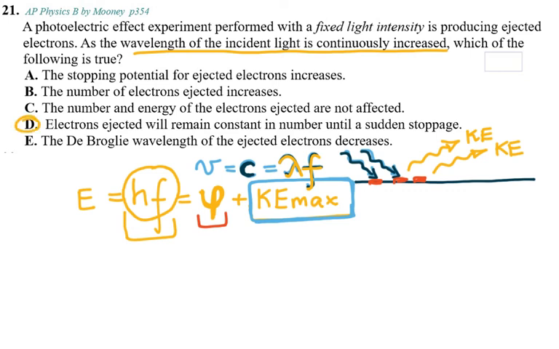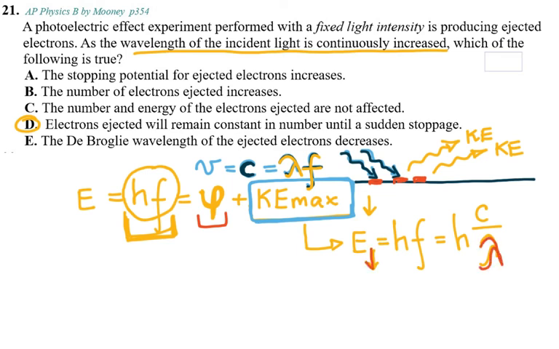And then, the de Broglie wavelength of the ejected electron decreases. The kinetic energy is decreasing as the energy of the photon is decreasing. So if we rewrite the energy as Planck's constant times the frequency, this part is decreasing, and here I have the speed of light over the wavelength. So actually the wavelength is increasing because the energy is decreasing. If this is a constant and this is a constant, then the wavelength is actually increasing. So the only answer in this case would be D.